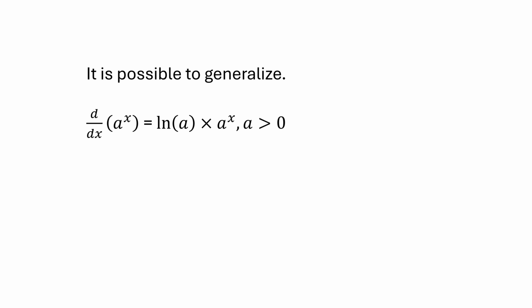Now it's possible to generalize and say d dx of a to the x is the log of a times a to the x when a is greater than 0. We have to remember that in all of this work, whenever we take the logarithm, we have to assure that the log is not of 0 or a negative number. Make sure the logarithm is always well defined.